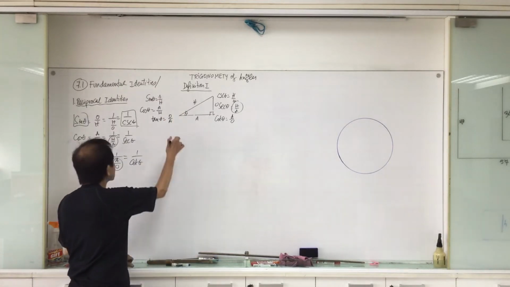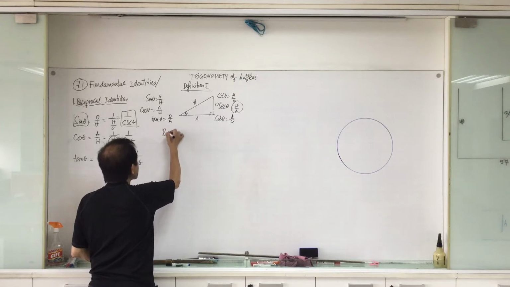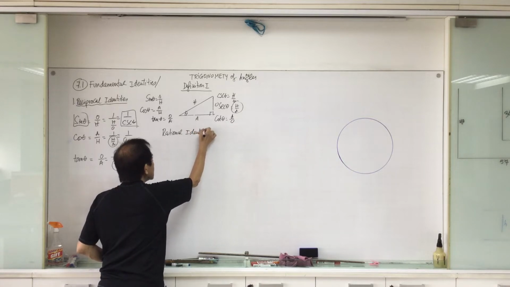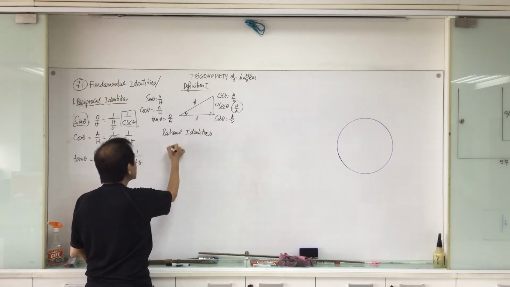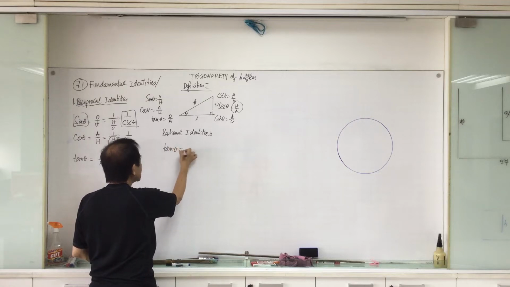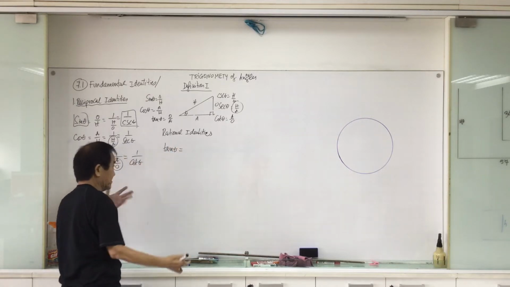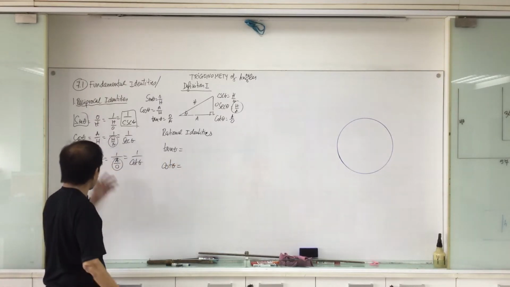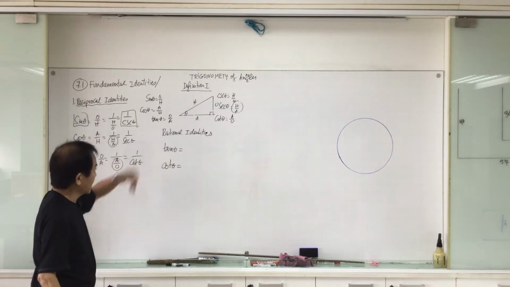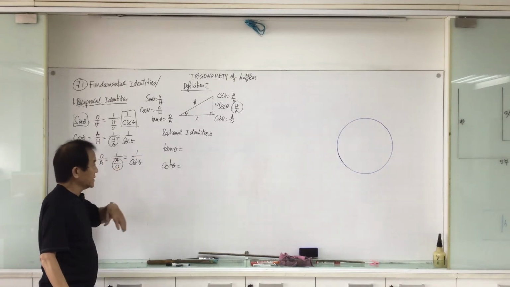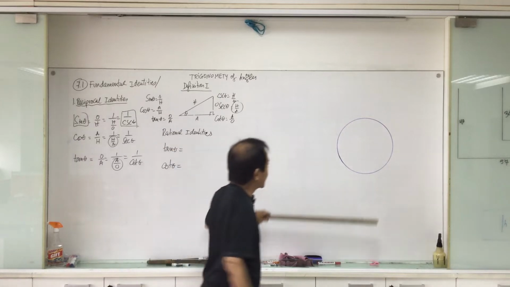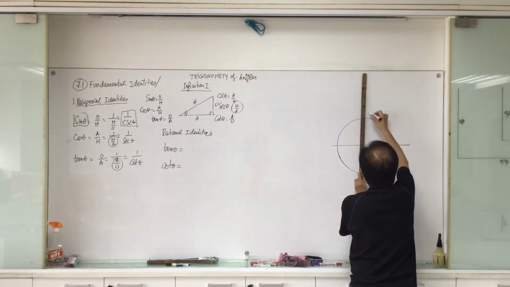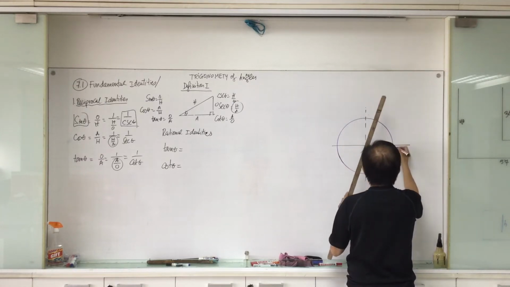So now the next one we call the ratio identity. So now ratio identity, we say tangent of theta equals sine over cosine, and cotangent theta equals cosine over sine. We can use this property to derive the ratio of tangent theta, but I prefer to refer to the definition 2 of trigonometry.